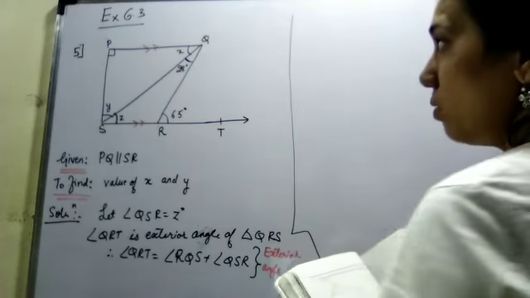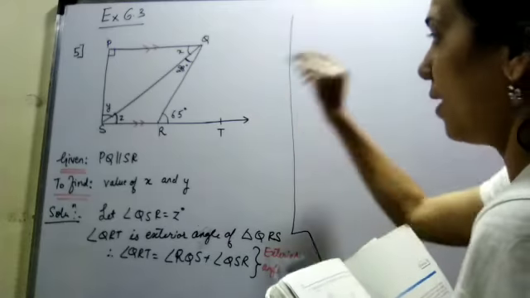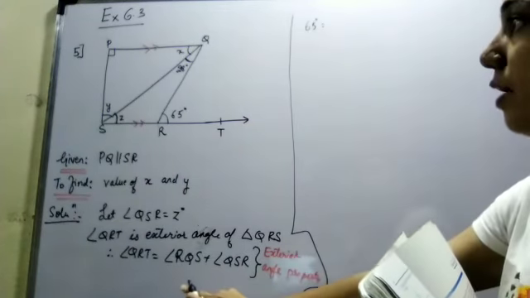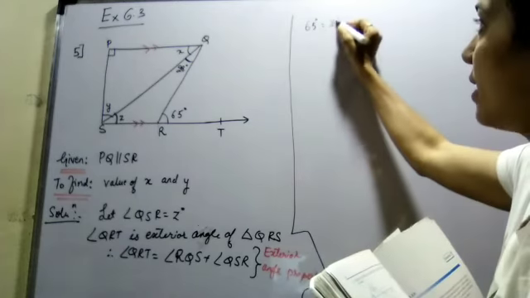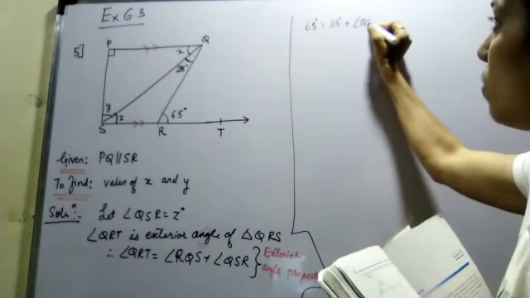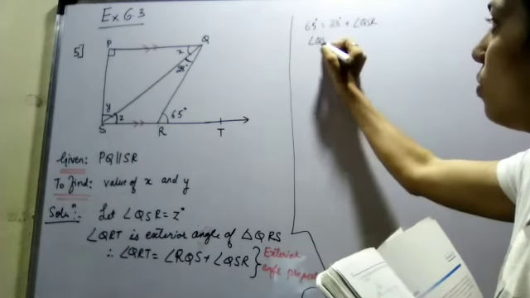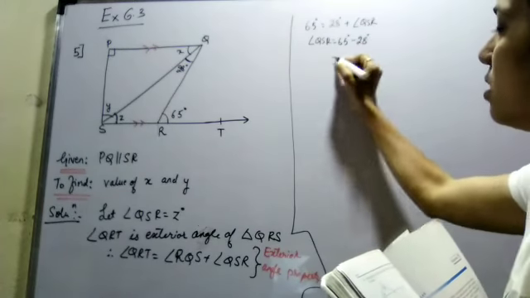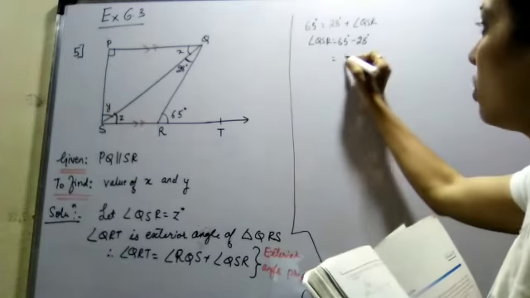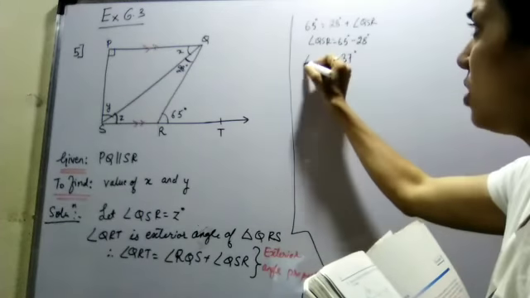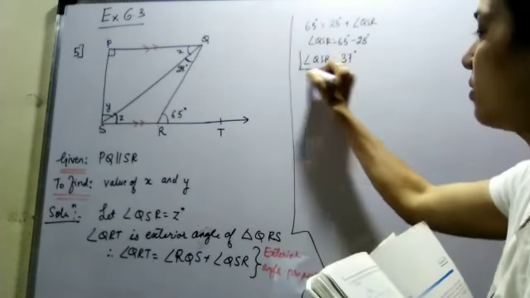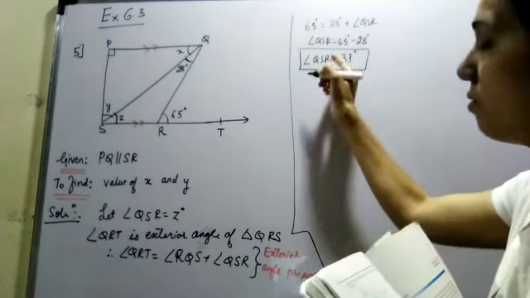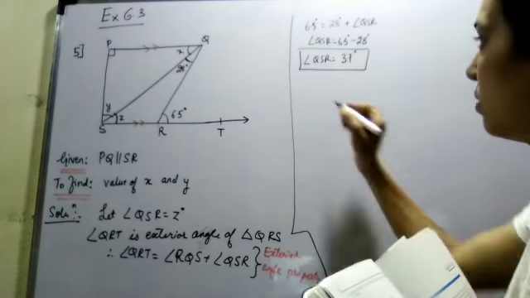So here we will get this measure QRT, that is 65 degrees, is equal to RQS, which is 28 degrees, plus angle QSR. This will give you QSR is equal to 65 minus 28. 65 minus 28 will give you 37. So angle QSR is 37. Now, okay, which is your angle Z, I have taken it.